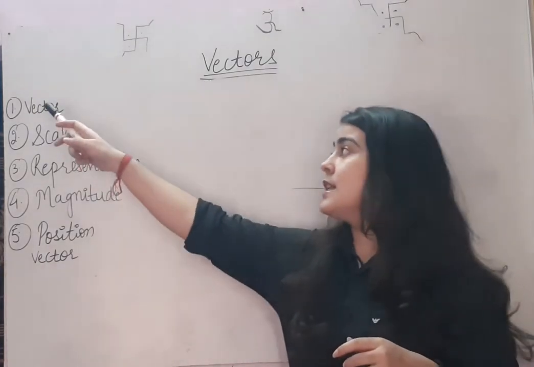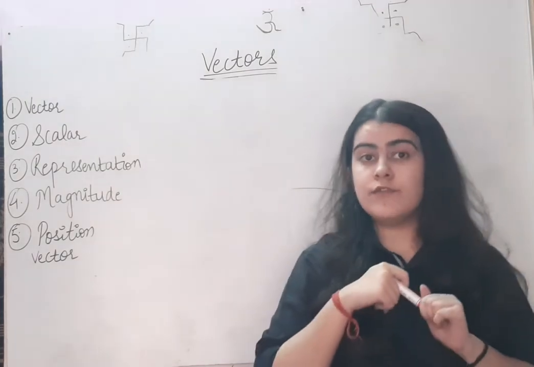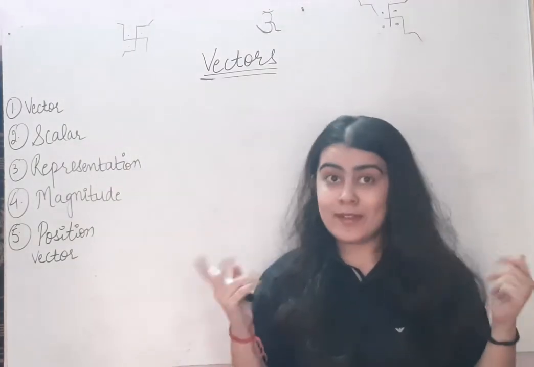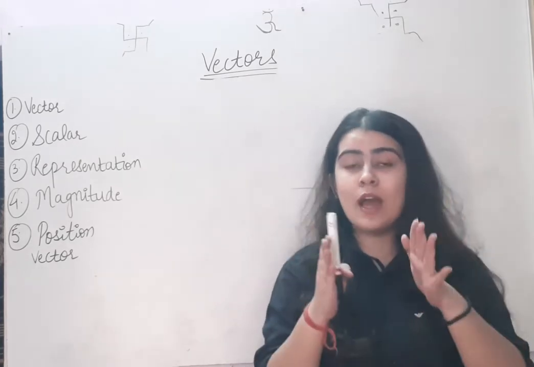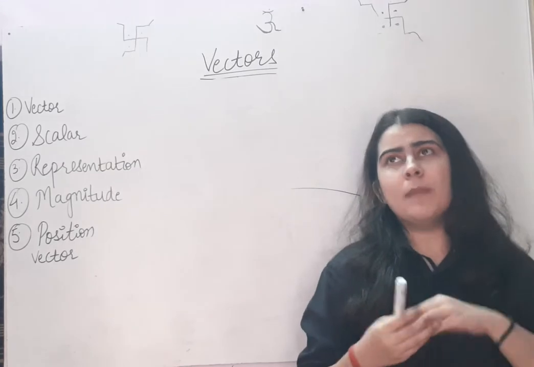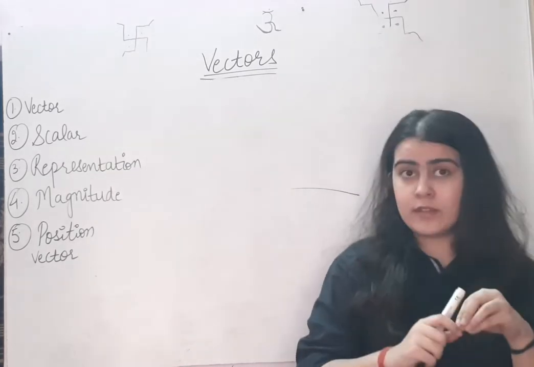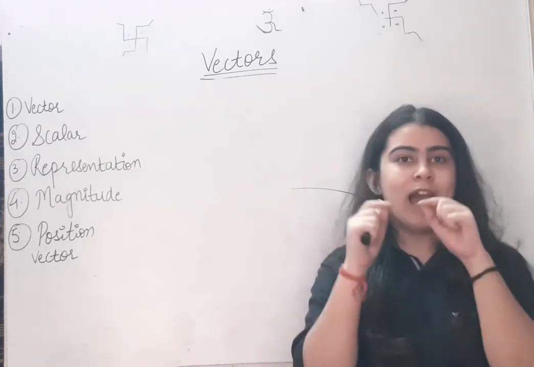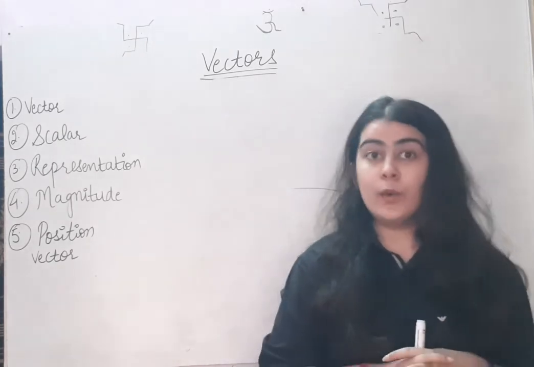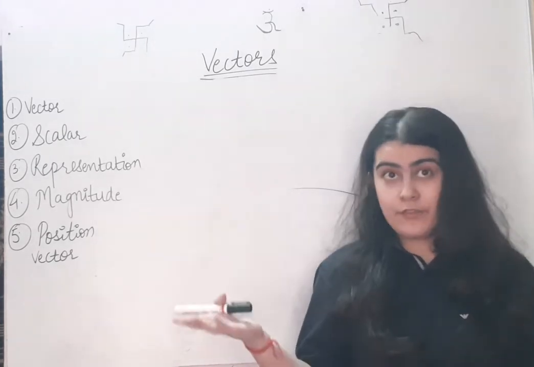So the first term for today is vector. Now what is a vector? Those of the students who have studied this word in physics might know that a vector is a quantity which has direction as well as magnitude. Okay, so this is the basic definition.